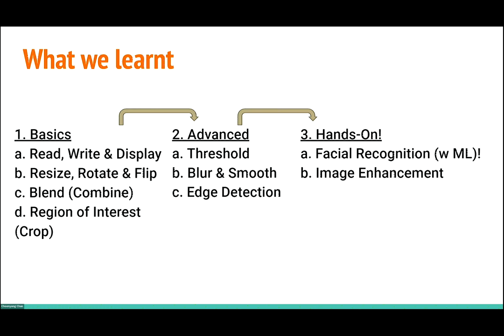So moving on, we learned about thresholding. Why thresholding is useful in saving space, blurring and smoothing to reduce noise, as well as edge detection and how it can be used in machine learning applications. And then for hands-on, we firstly played with facial recognition, where we tried out how we can use a pre-trained machine learning model to detect our face.